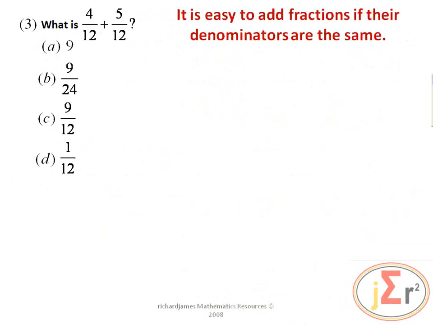It is easy to add fractions if their denominators are the same. So we are about to add fractions. Are their denominators the same, Jerry? Yes. What are the denominators equal to? 12. Right, so we have the denominators being equal. Each one is equal to 12.